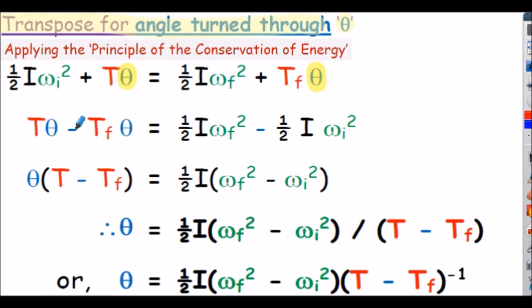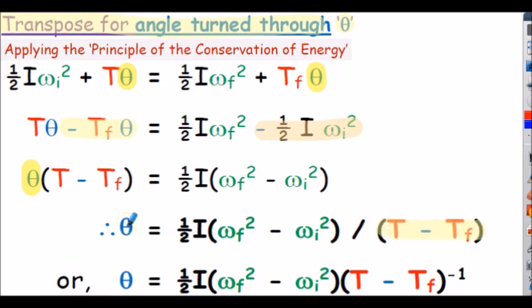So on the next line here I subtracted TF theta from both sides, and I subtracted the half I omega I squared from both sides. On the next line I can simply factorise on theta, now showing the torques inside the bracket. On the next line I simply divide both sides by the bracket of torques here.